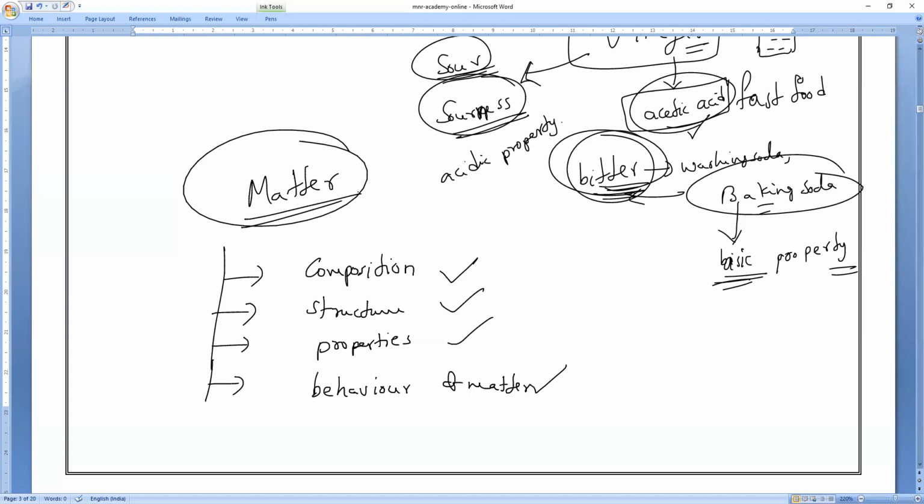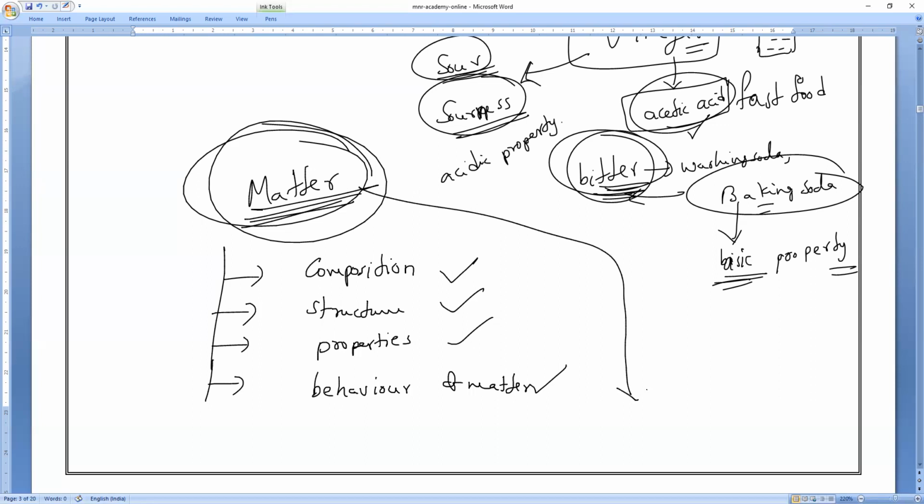Let us understand this. What is the meaning of matter? The general meaning is different. According to chemistry, it is entirely different. What does chemistry mainly deal with? It deals with the composition, structure, properties, and behavior of matter under different conditions. When the same matter experiences different situations, how it behaves is only chemistry. That is what chemistry wishes to say.